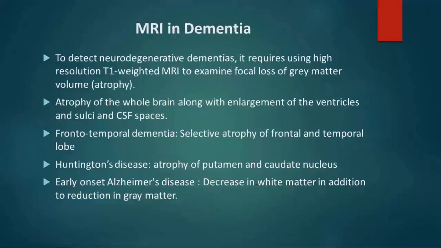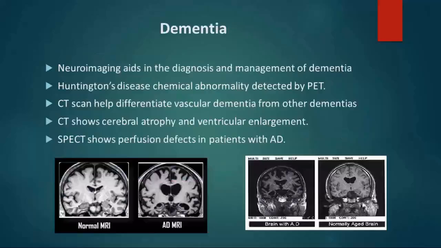So MRI is used to detect neurodegenerative dementia, and it requires high resolution. We use T1 to examine focal loss of the gray matter, or atrophy. When we look here, we realize the gray matter has reduced in size. So MRI will help detect this. When a patient is suspected of having Alzheimer's disease or dementia, the MRI scan will show that the cerebral cortex of the brain has atrophied.